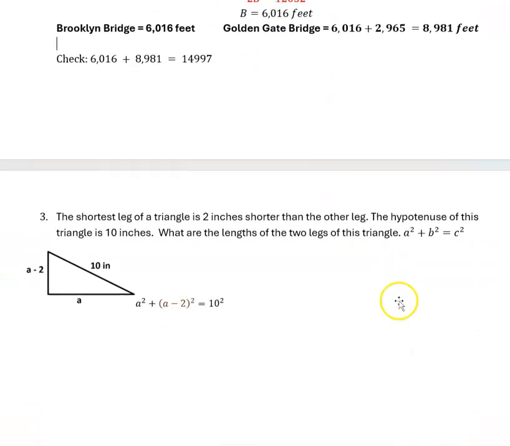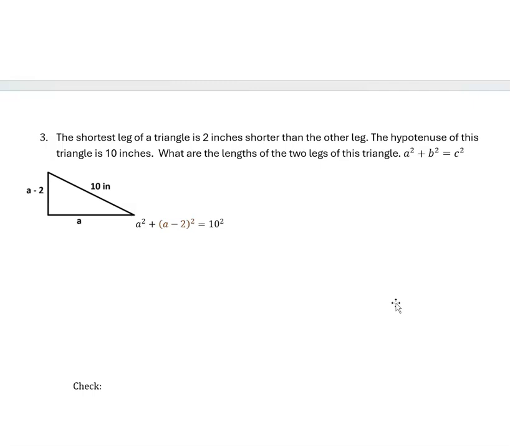Okay, probably the hardest one is the hypotenuse. Find the hypotenuse. Another one that involves factoring. We have the shortest leg of a triangle is 2 inches shorter than the other leg. So we have some leg that's A, the other one is A minus 2, 2 inches shorter, and the hypotenuse is given as 10. This should say right triangle. I left that word out, and it makes a difference, right?